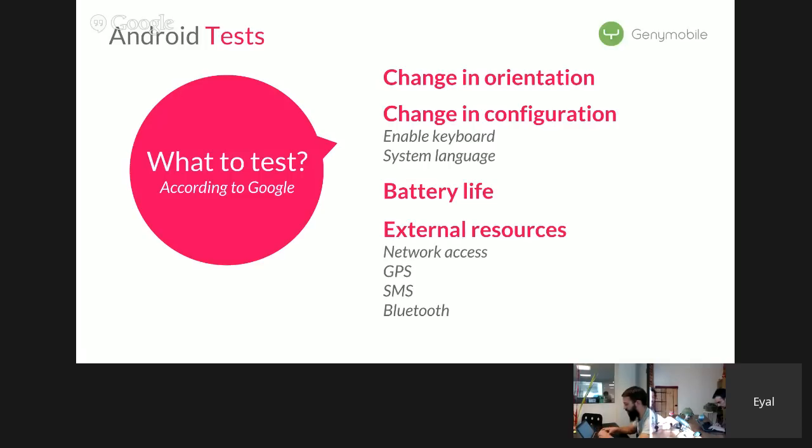And when external resources are changing, for example network access: sometimes the network is very good, sometimes it's very bad, sometimes it does not exist, sometimes it says that it exists, but it doesn't exist.